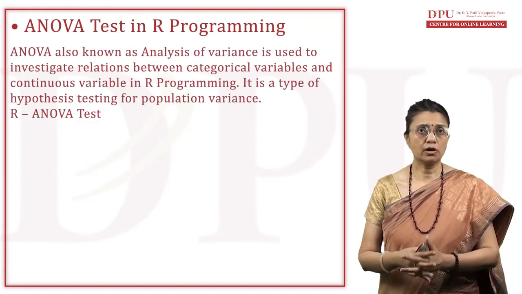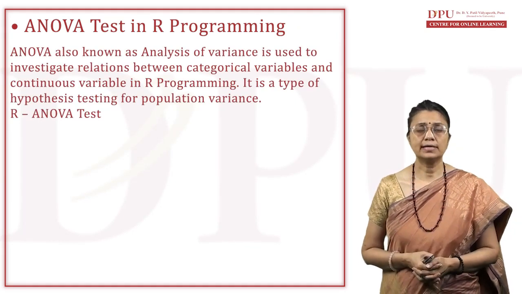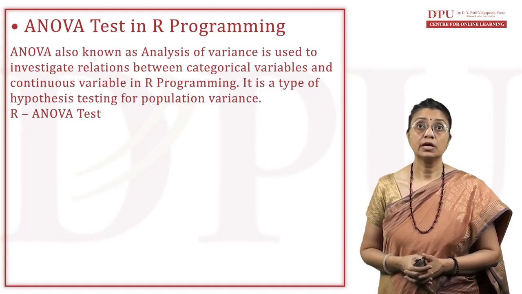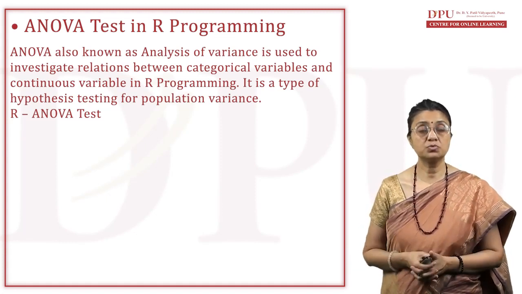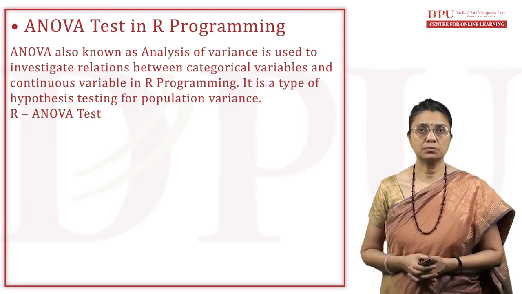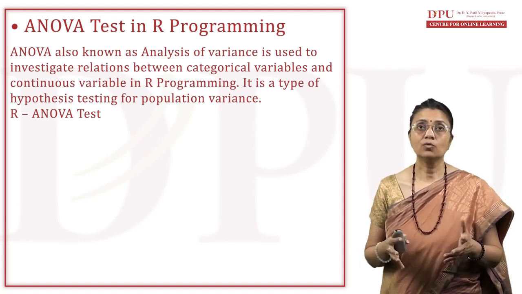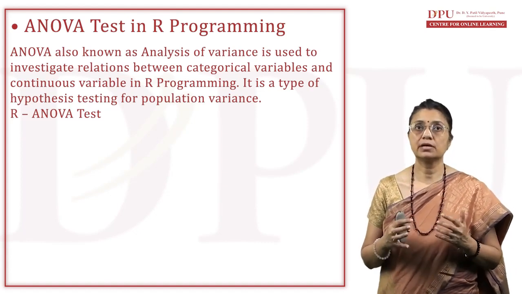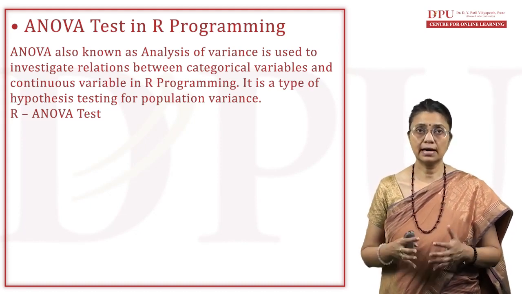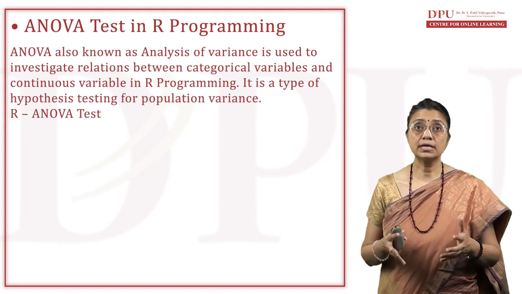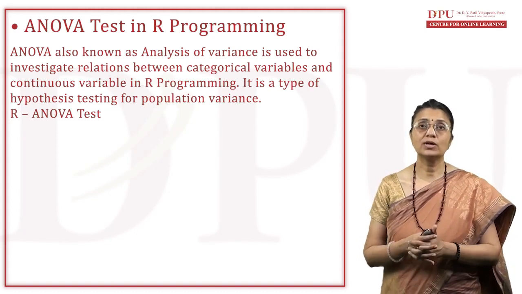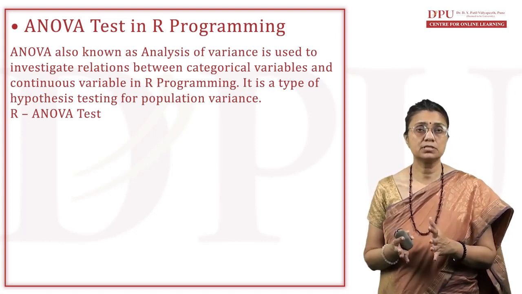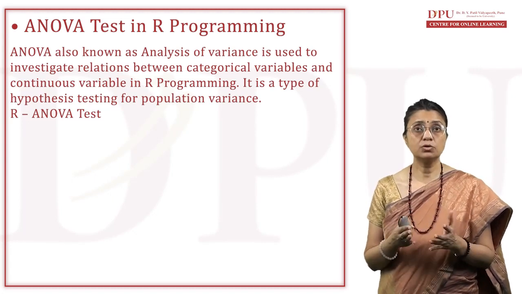ANOVA. So let's talk about ANOVA now. ANOVA is a very popular test and it is also used in R programming. ANOVA, also known as analysis of variance, is used to investigate relations between categorical variables and continuous variables in R programming. It is used to investigate the relationship between variables, whether they are related or not. It is a type of hypothesis testing for population variance. Basically, ANOVA is a hypothesis test, because when there are two variables, we try to find out whether they are related to each other or not.